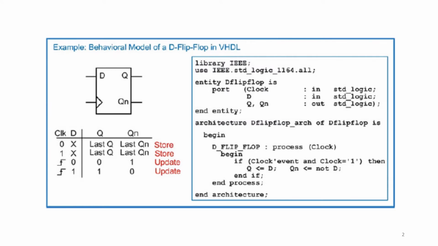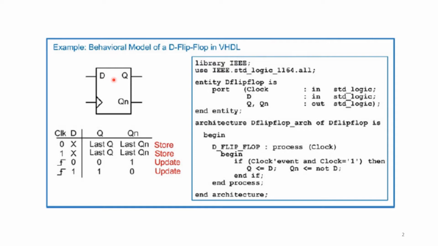Okay, so this is our first example. We'll write the VHDL code for a D flip-flop. Let me use the laser pointer. Okay, so we need to design the D flip-flop using VHDL. This is the typical block diagram of a D flip-flop.